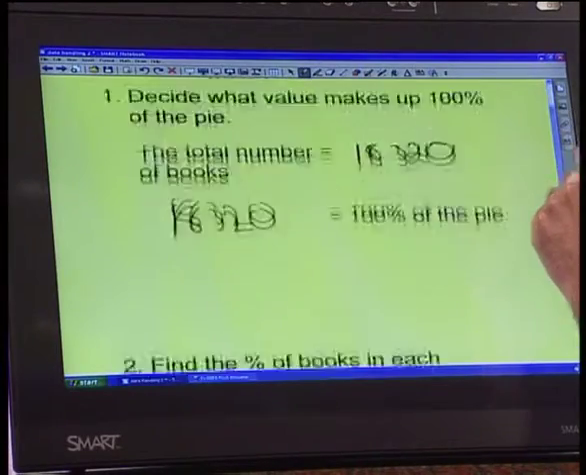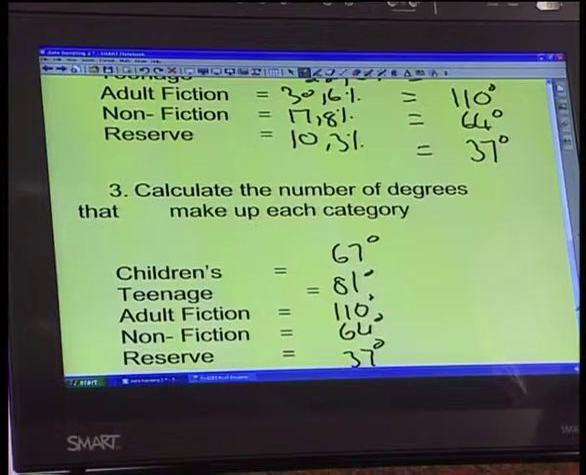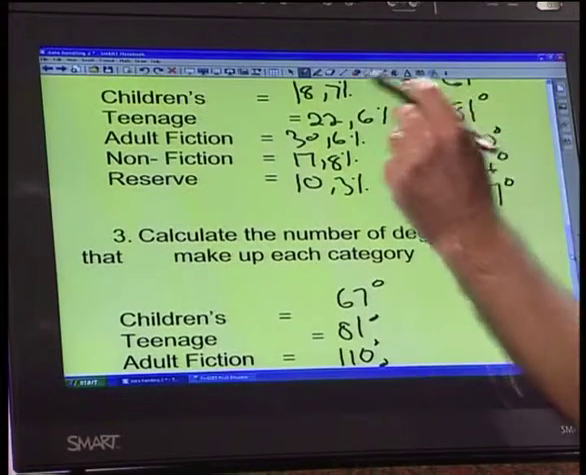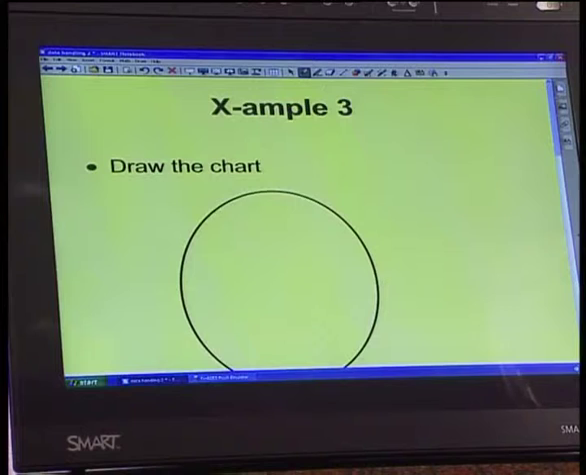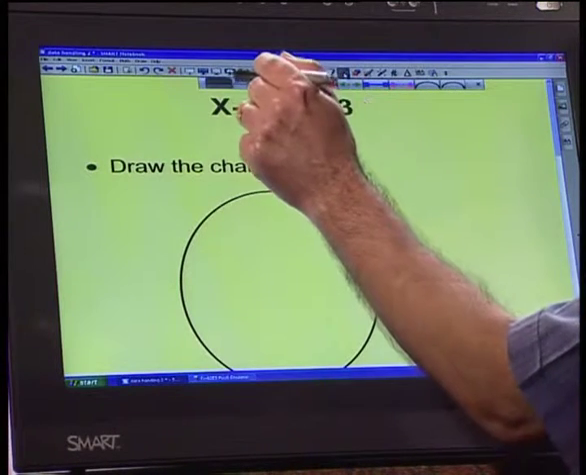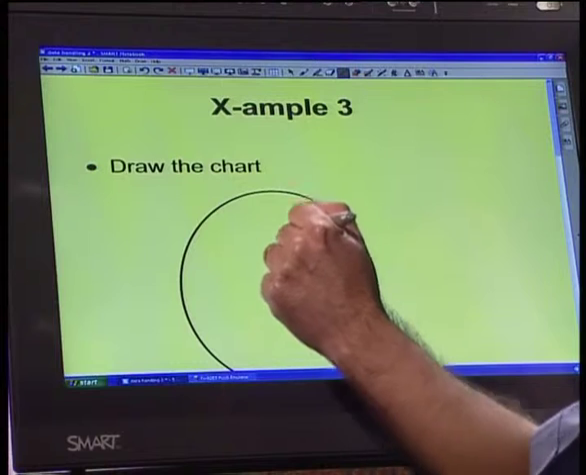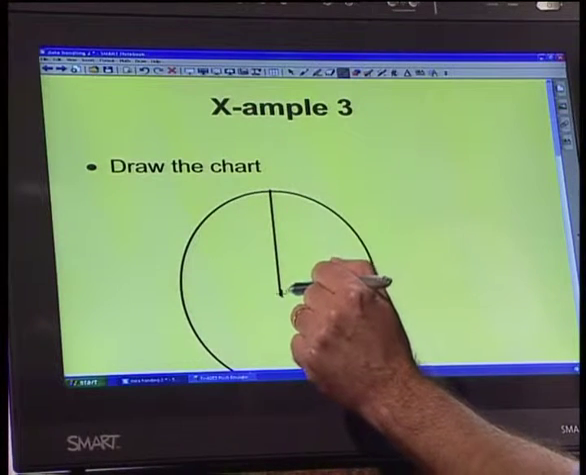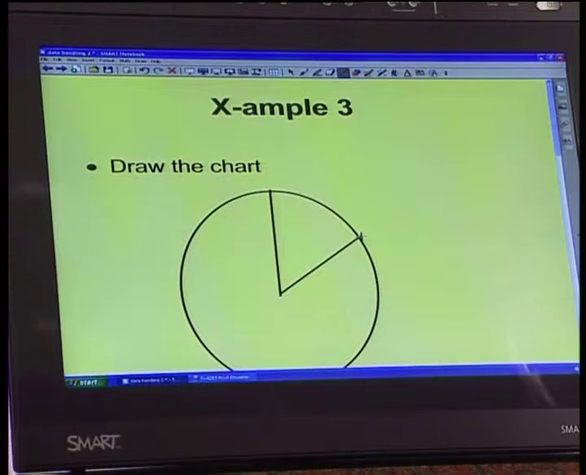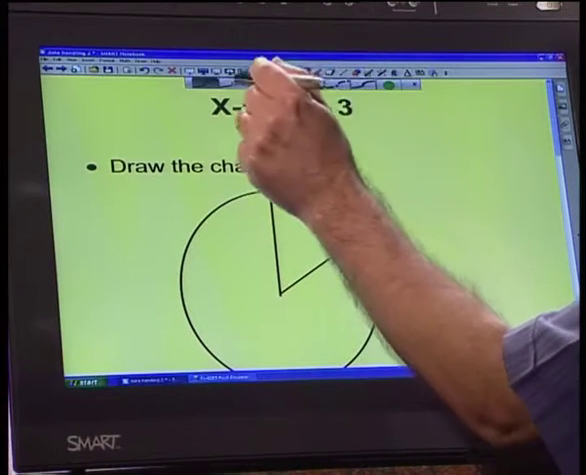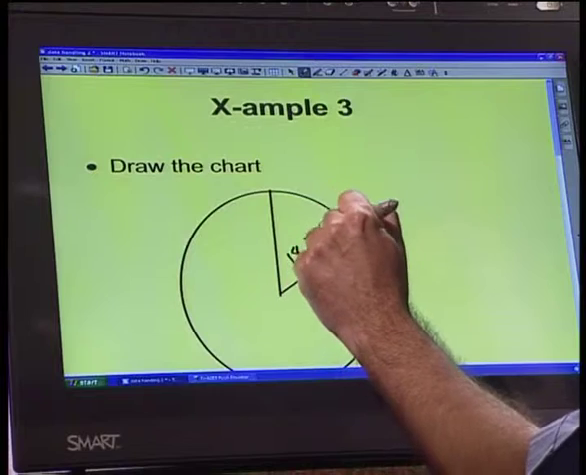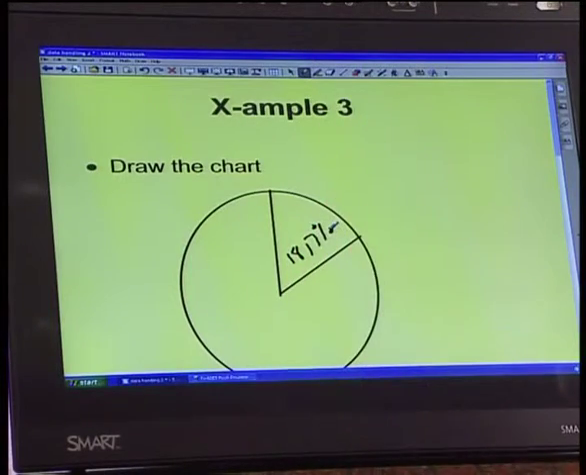The first one was 67 degrees, and that represented 18.7%. So on my pie, I'm going to draw a line starting at the top to the center, and 67 degrees would be about that distance. This then is my 18.7%. Notice, I haven't used a protractor here. I don't really need to. If you can accurately estimate where the line should go, you're going to get an accurate pie chart.